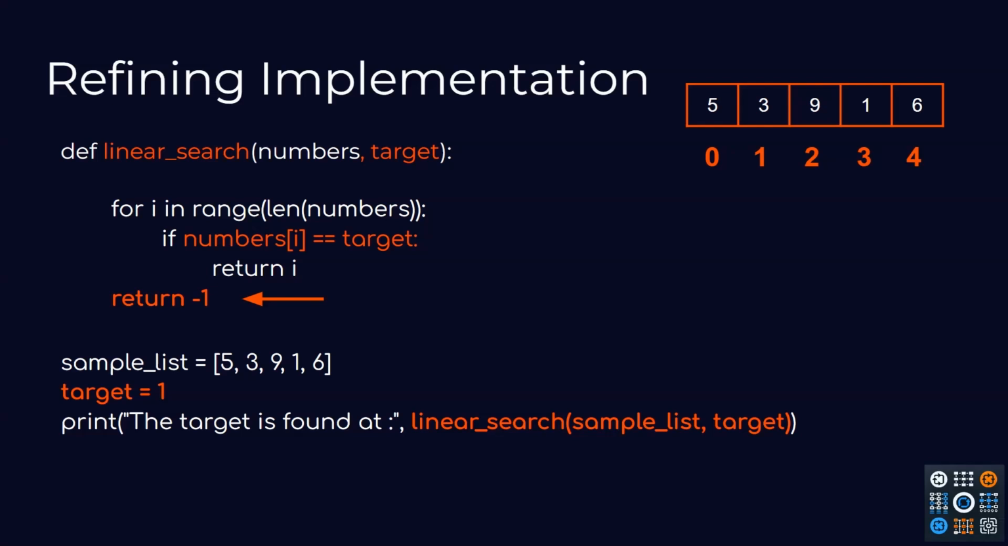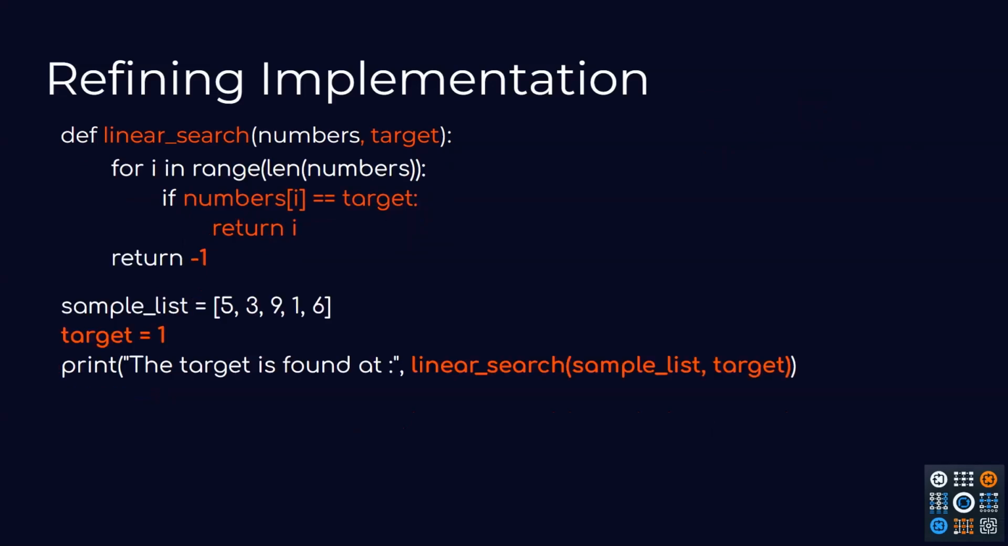By using the range-based loop, we enhance the linear search function's ability to not only determine if the target exists, but also to provide the specific location of the target within the list. This refinement is particularly useful when the position of the element is as important as finding the element itself.